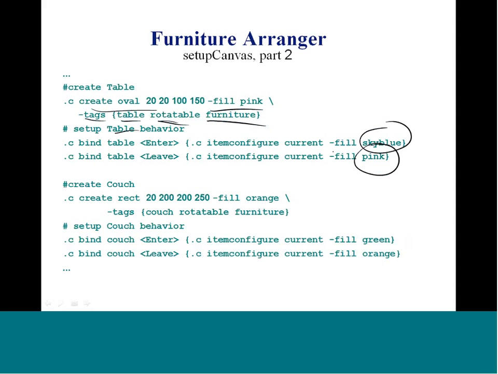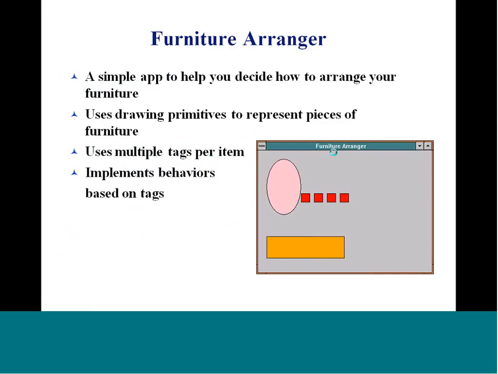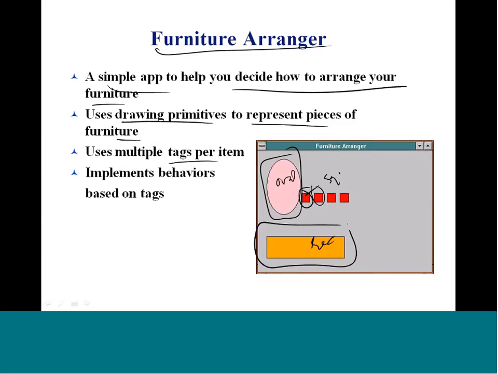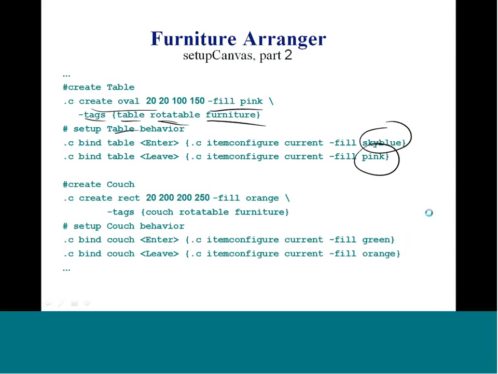And then the couch is represented as the rectangle in this picture. So these are chairs, this is a table, and this is a couch. The couch is filled with orange, and it is also rotatable, and it's furniture. Then in the same way we define the bindings, and here the binding is to fill it with green instead of orange.